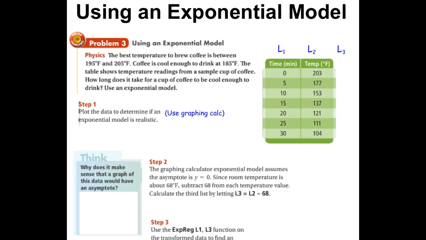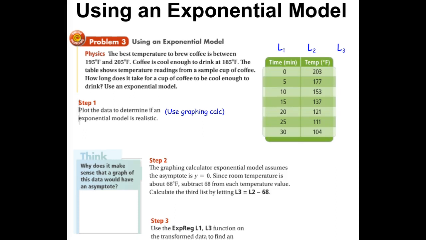Coffee is cool enough to drink at 185 degrees Fahrenheit. The table shows temperature readings from a sample cup of coffee. How long does it take for a cup of coffee to be cool enough to drink? If we just looked at the table, we would say about how many seconds? Or how many minutes, sorry. It happens somewhere between 0 and 5, right? Within the first 5 minutes, it's cool enough to drink. Okay. They want it more precise than that.